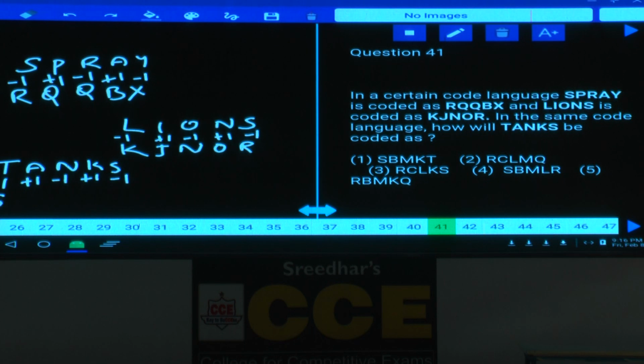T minus 1 is S, A plus 1 is B, N minus 1 is M, K plus 1 is L, and S minus 1 is R. Hence SBMLR is the code for the word tanks. And what is your answer here? Choice 4. SBMLR, choice 4.